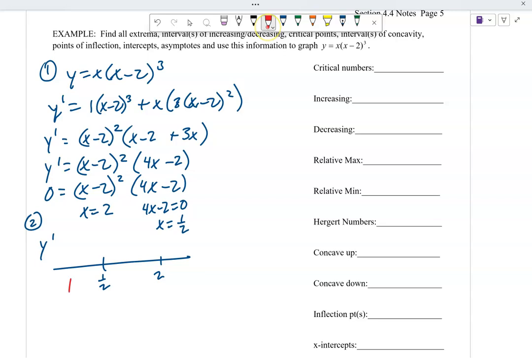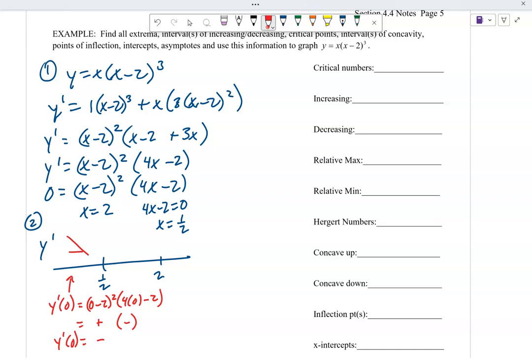Let's throw in, how about y prime of 0? So I'd have (0 minus 2) squared times 4 times 0 minus 2. Negative 2 squared is a positive. 0 minus 2 is a negative. So this is negative. So the original function must be decreasing.